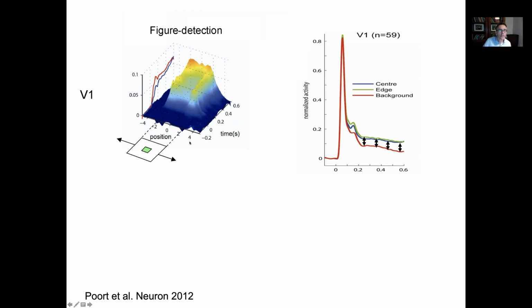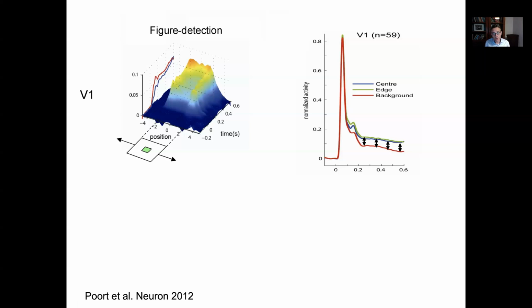So what you see is at an early point in time here, you get an extra activity elicited by the edge. And you get the same effect for the other edge. And then a later filling in of activity elicited by the center of the figure. Okay? So early boundary enhancement and a later filling in of the center of the figure, as predicted by the model. Now this was on figure detection days, when the animal is interested in the figure.